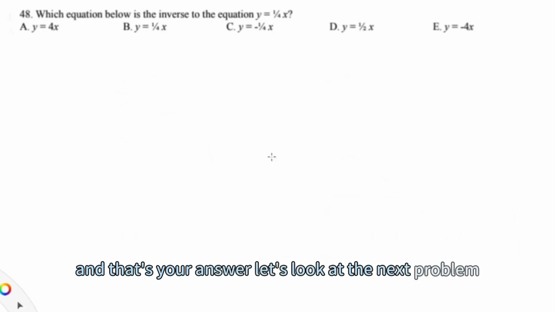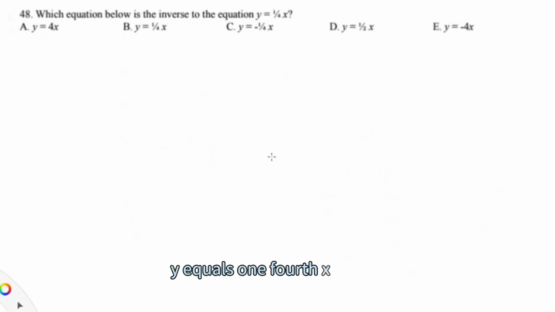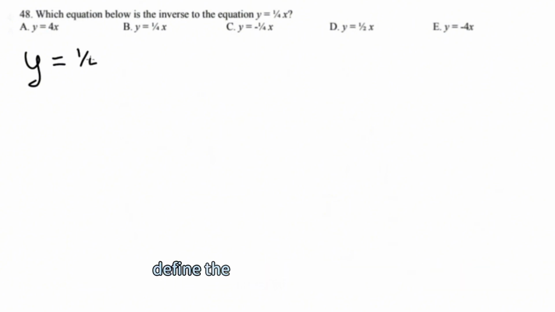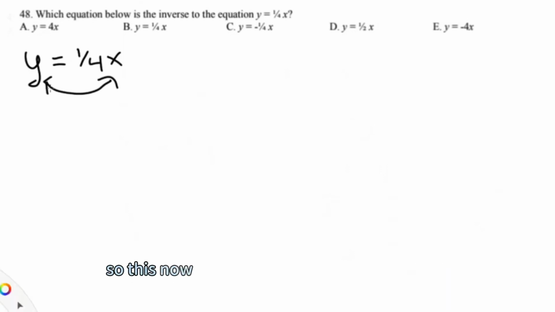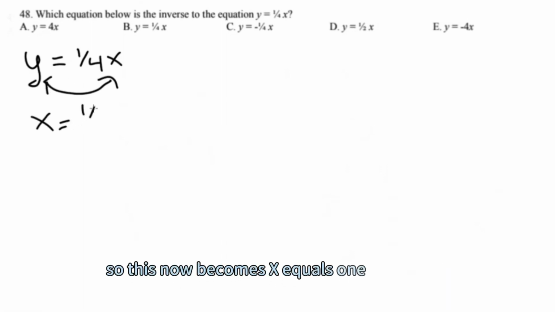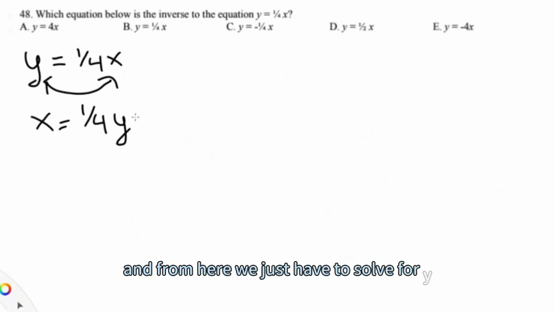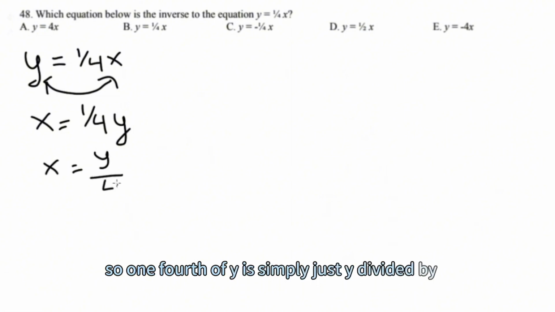Let's look at the next problem. Which equation below is the inverse to the equation y equals 1/4 x? If you remember the steps from the last problem to find the inverse equation, all we have to do is switch the positions of y and x. So this now becomes x equals 1/4 of y. And from here, we just have to solve for y. So 1/4 of y is simply y divided by 4.